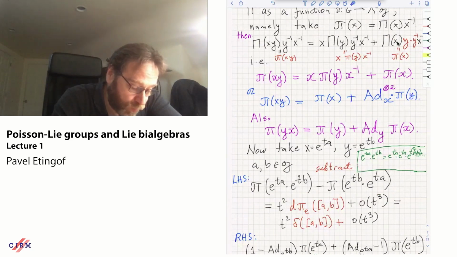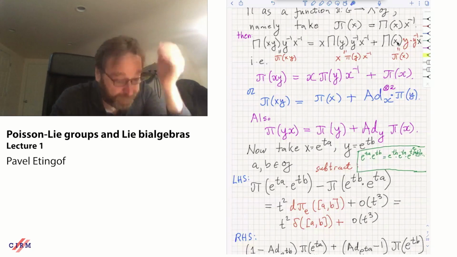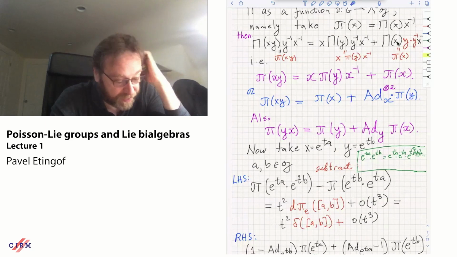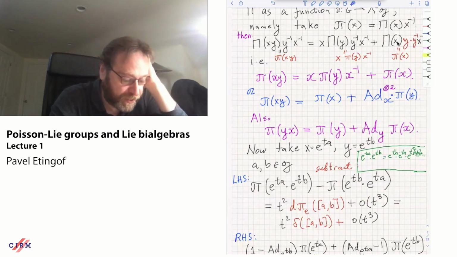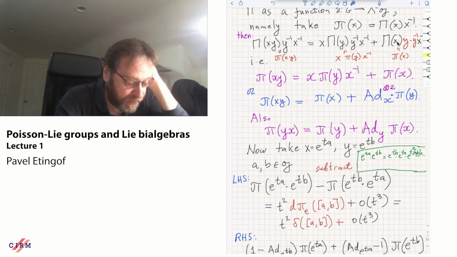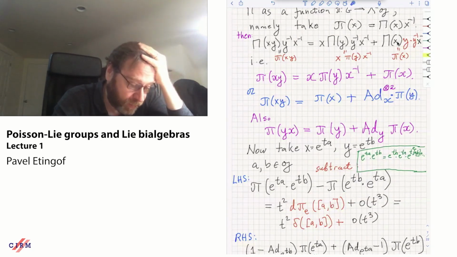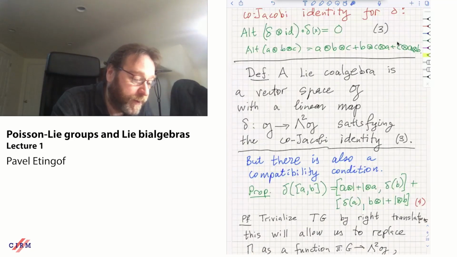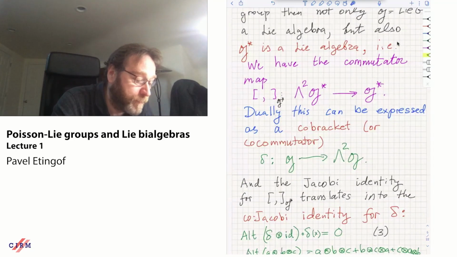What you get from the formula here immediately is that if you expand it in a Taylor series with respect to t, then the first discrepancy will be in order t squared. And it will look like t squared times the differential of pi at the origin times the commutator ab. But actually, the differential of pi at the origin is simply delta.